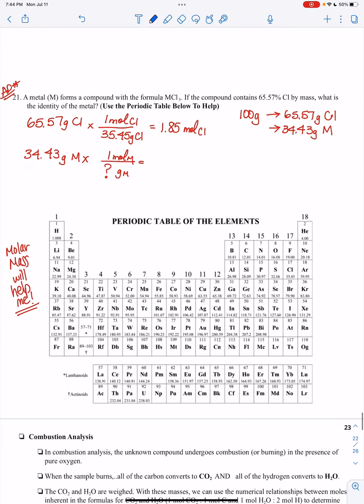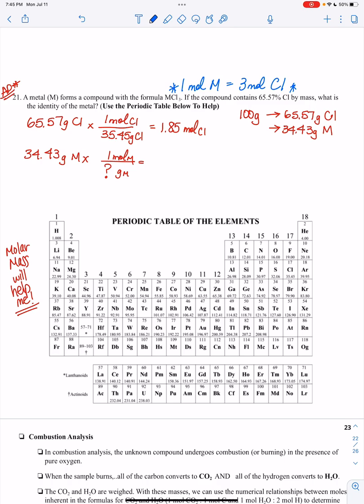All right, and then the last one I'll go over. 21's a doozy. This is an AP intense style question. And look, I have the periodic table here for you. It says a metal forms a compound with the formula MCl3. That means 1 mole of M for every 3 moles of Cl is in this compound. Hint, hint: I have 3 times the amount of moles of chlorine than I do this metal M.